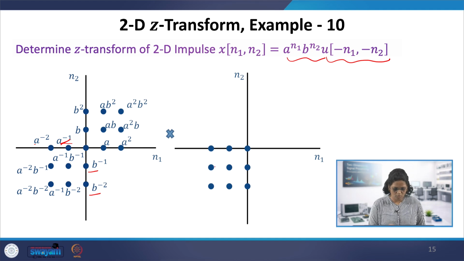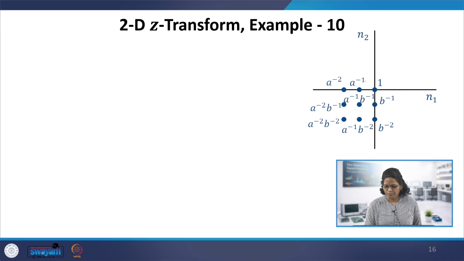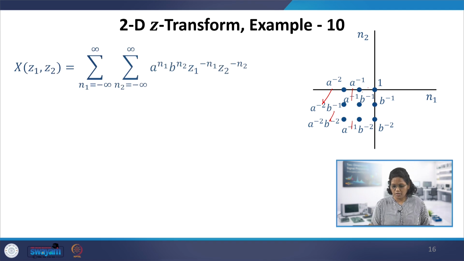Multiplying these two, this region becomes 0, this becomes 0, and this is 0, whereas this portion is now picked up in this product. So x of n1, n2 results in the sequence 1, a power minus 1 and minus 2, and b minus 1, and this is b minus 2, and a inverse is multiplied here also, and a minus 2 is multiplied in this sequence. So this is also a third quadrant sequence. Now we'll see what the summation of the Z transform results in.